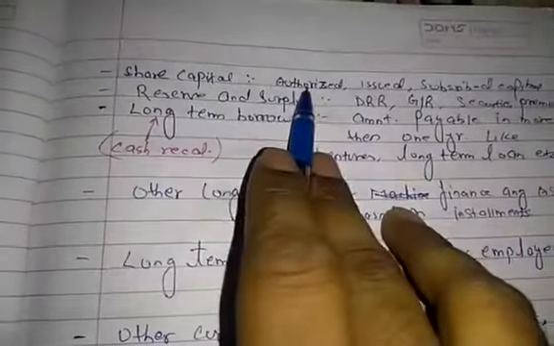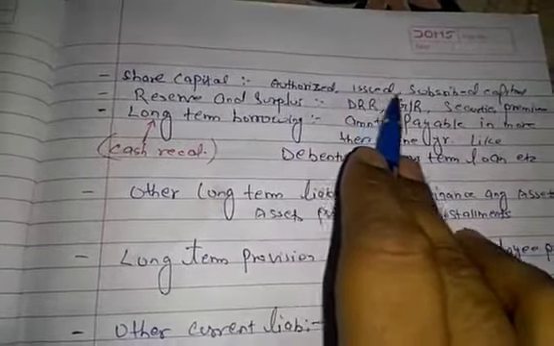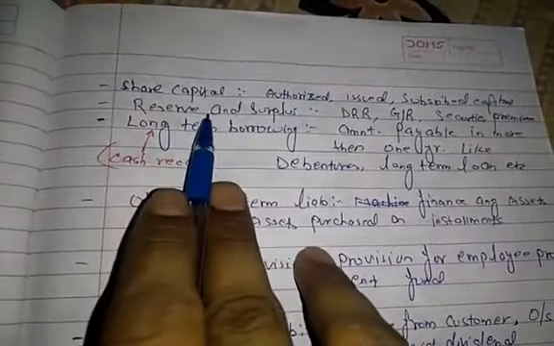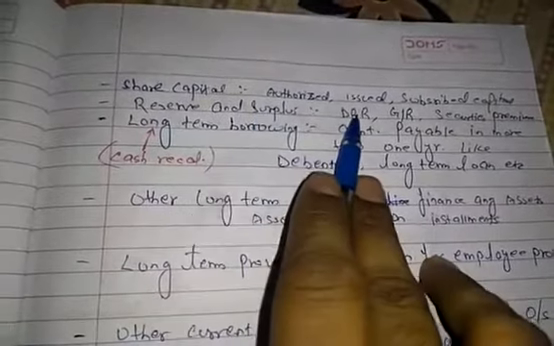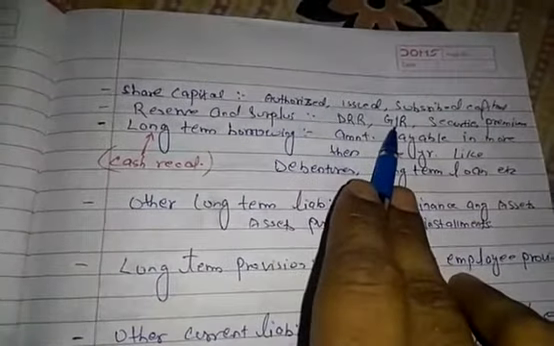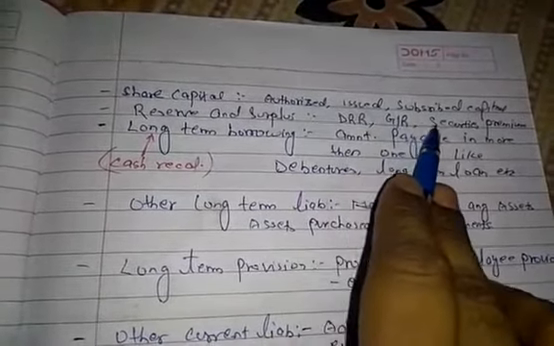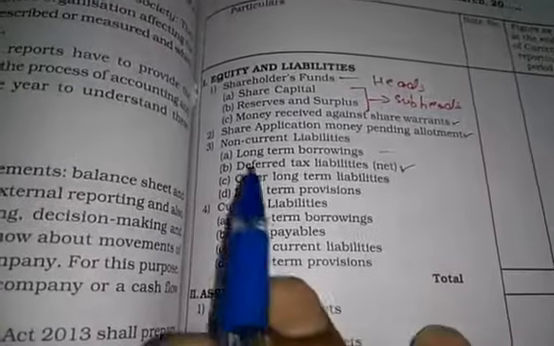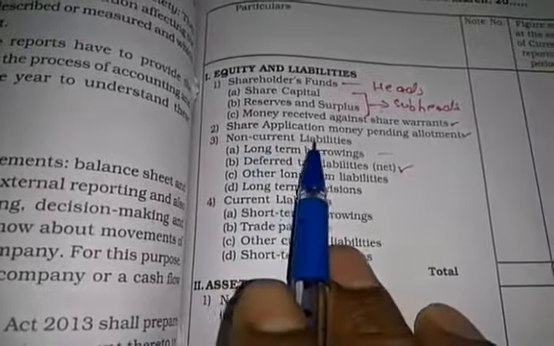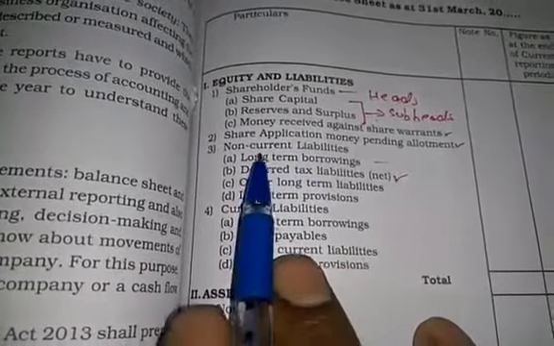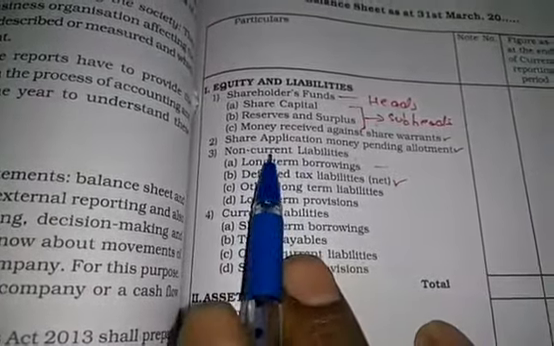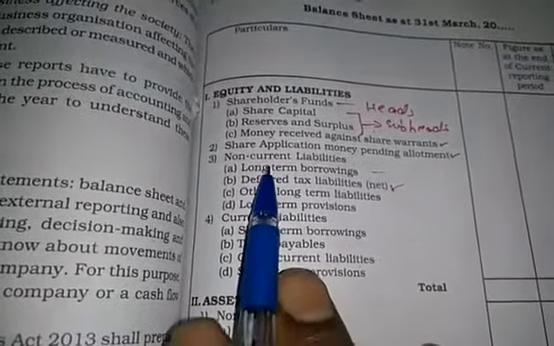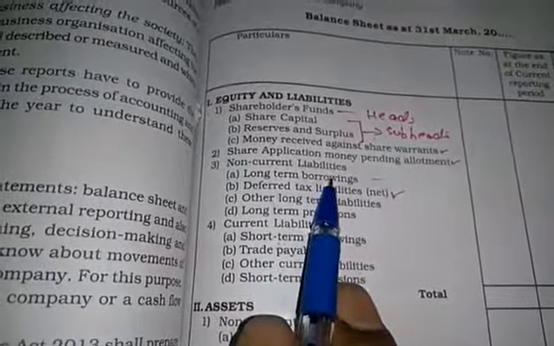Share capital means the authorized share capital, issued, subscribed, fully paid up, subscribed but not fully paid up. The reserve and surplus, what items will come: DRR, debenture redemption reserve, capital redemption reserve, general reserve, securities premium. The next one is the non-current liabilities. Non-current liability is a head under which different subheads are there. The first one is long-term borrowing.